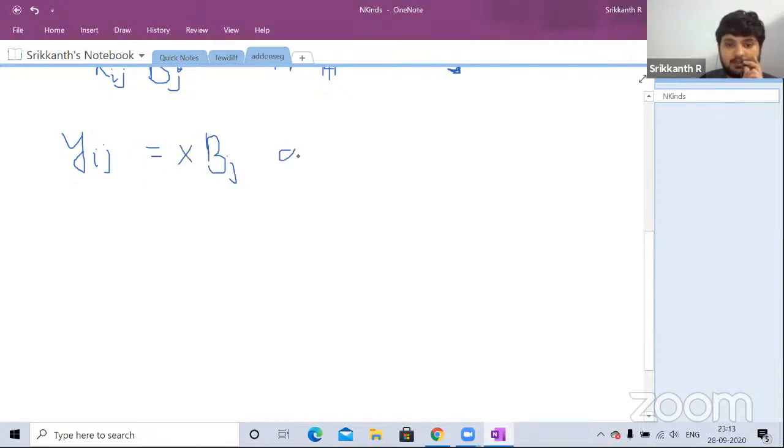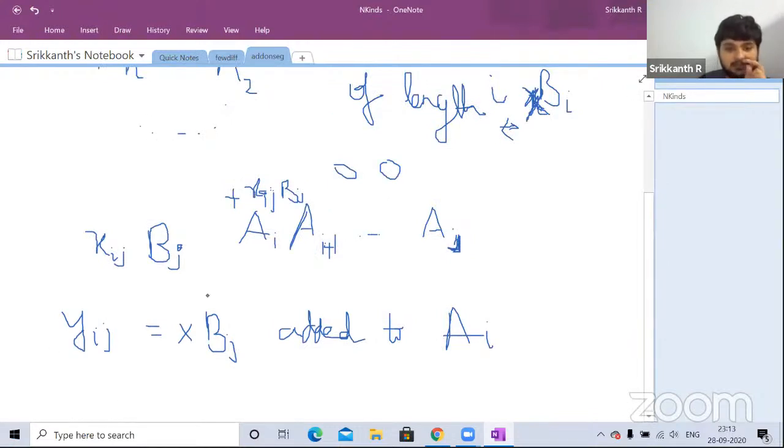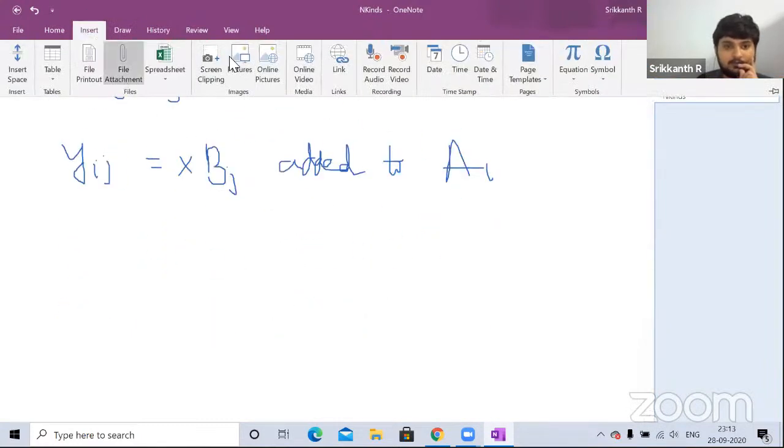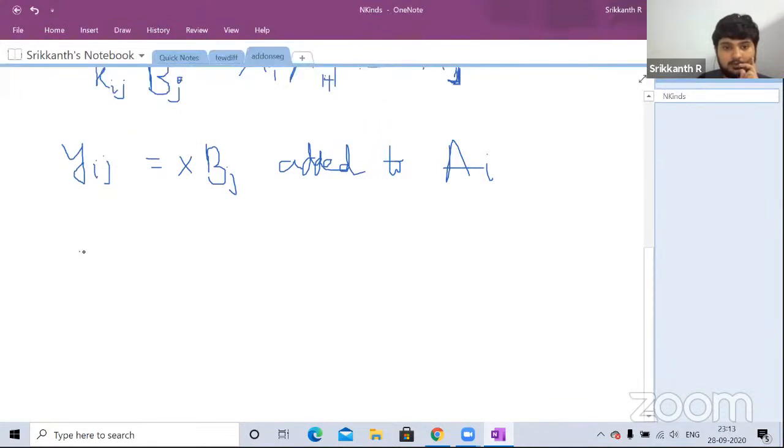added to AI. Okay, so now we need to relate these Yij with the Xij's that we had. So this should be simple. Yij would be equal to Xij plus Xi minus 1 j, plus and so on till X i minus j plus 1 j.